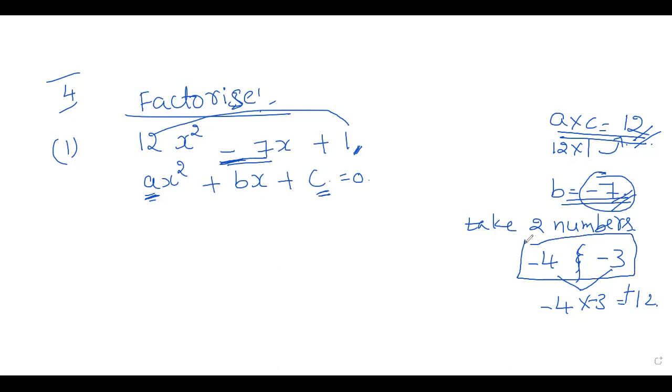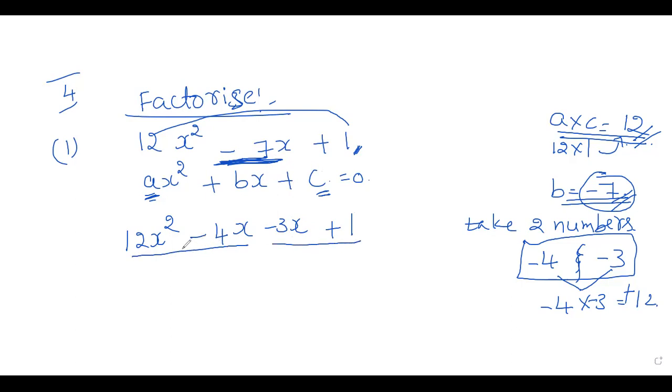-4 and -3. Now what I'm going to do is split the middle term, children. Which is the middle term here? That is bx. So I am splitting it and writing. Write 12x square as it is. Now I'm going to split -7x as -4x -3x, plus 1 as it is. Understood?